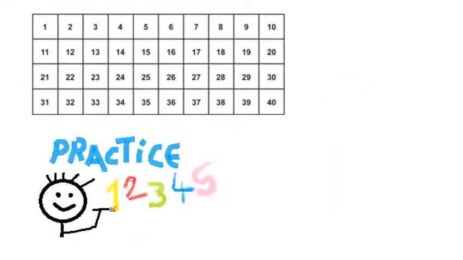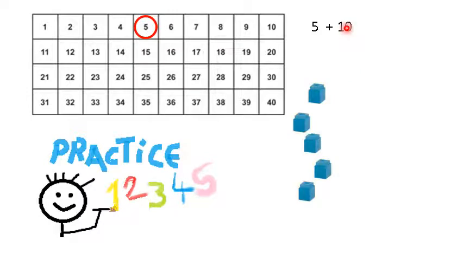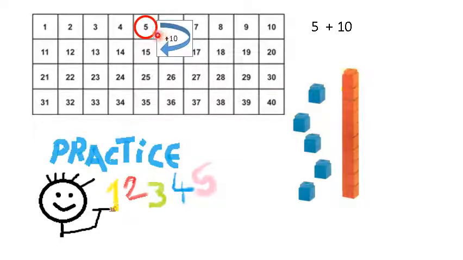For another example now, 5. 5 is, of course, 5 red rods or 5 blue blocks. What do you think? Yeah, that's right. 5 blue blocks. Plus 10. Of course, we add 1 rod, because this is 10. Plus 5. On our number grid, we've got 5 plus 10. The answer is 15. So 5 plus 10 is 15.